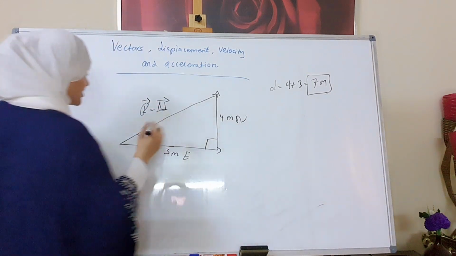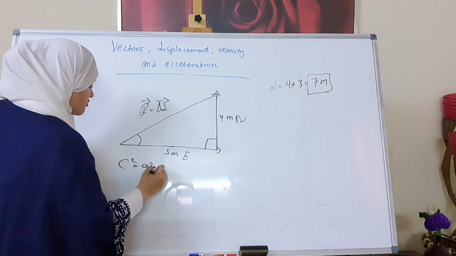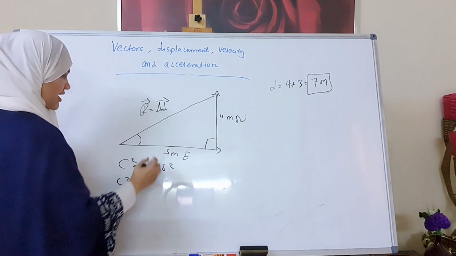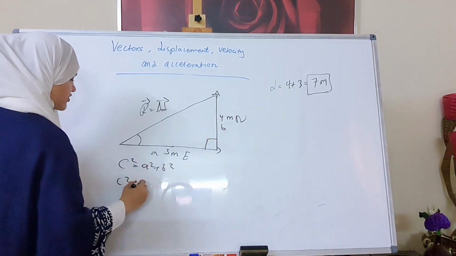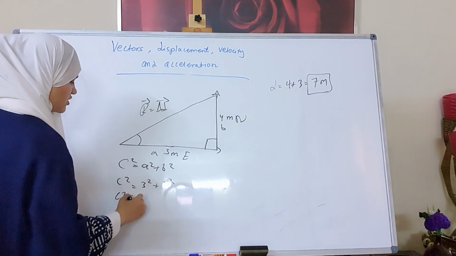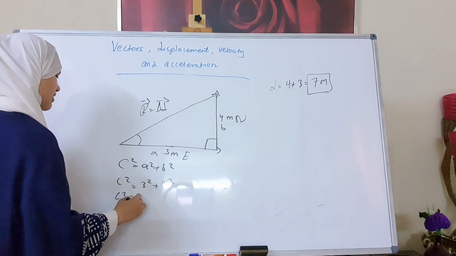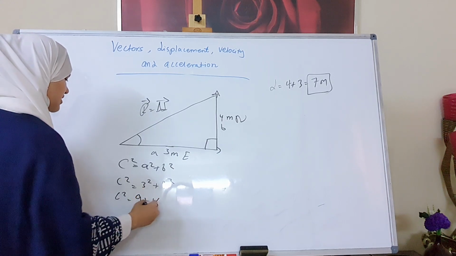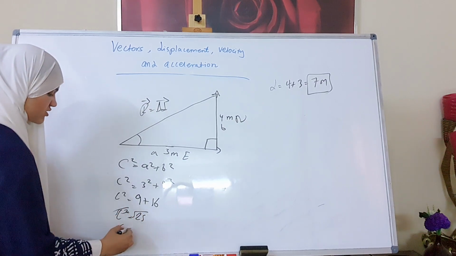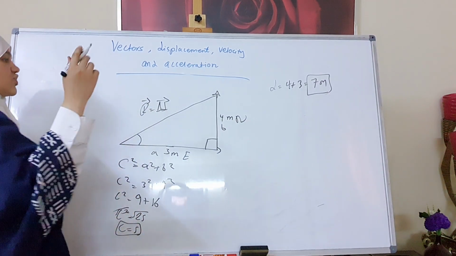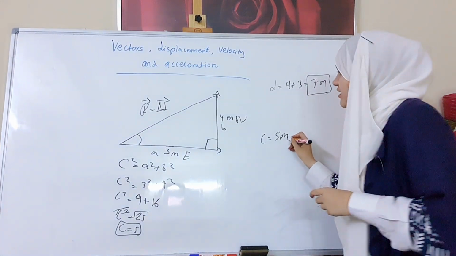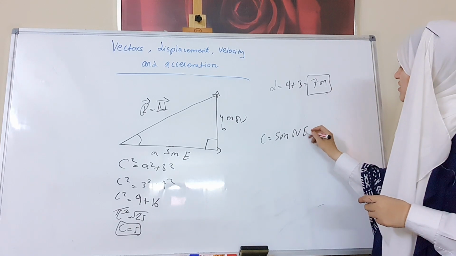So here it will be the same thing using c squared equals a squared plus b squared. With a as 3 and b as 4, 3 squared plus 4 squared: c squared is 9 plus 16, so c squared is equal to 25. Then c is equal to 5. So c is equal to 5 meters northeast.